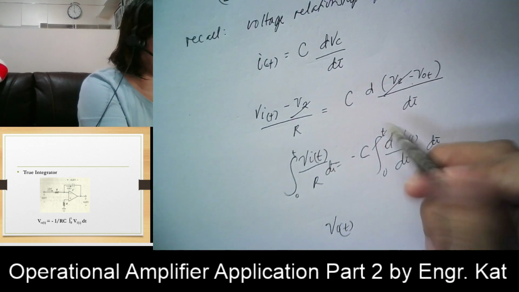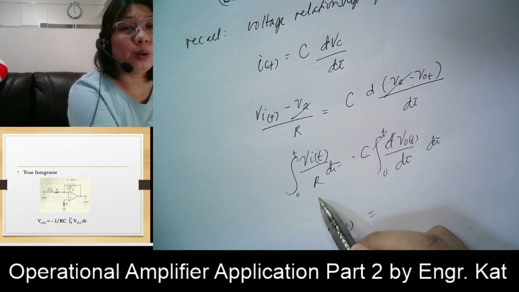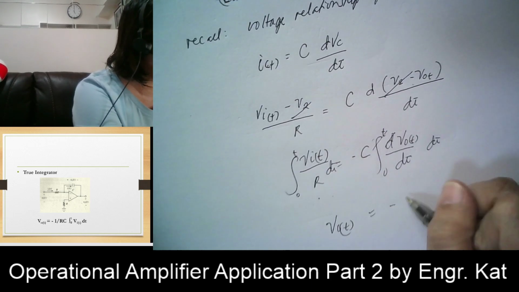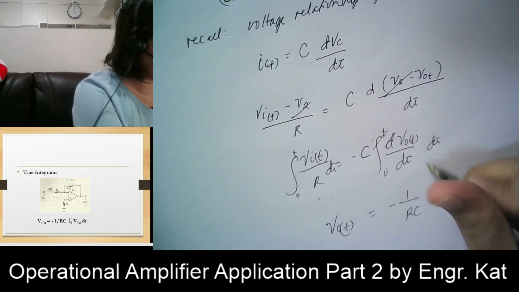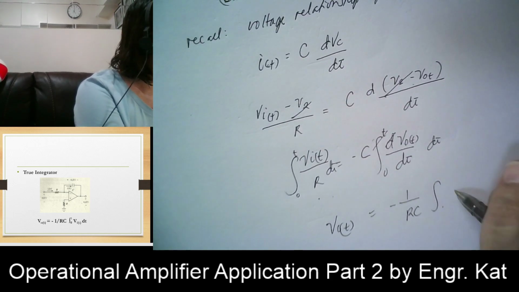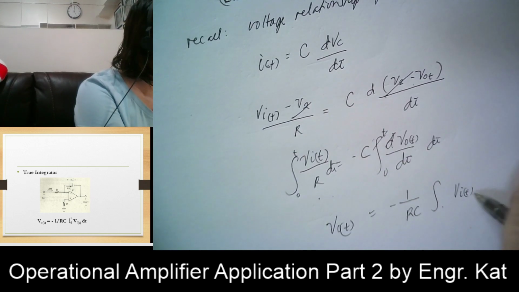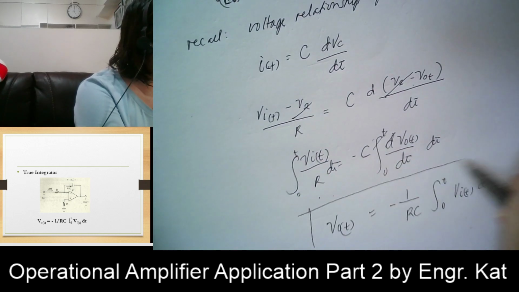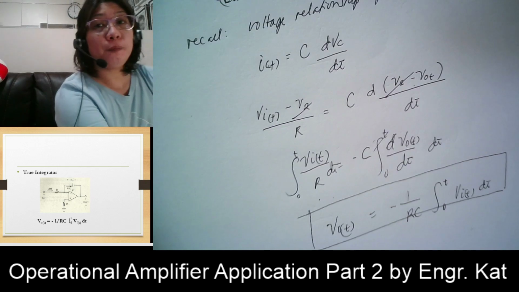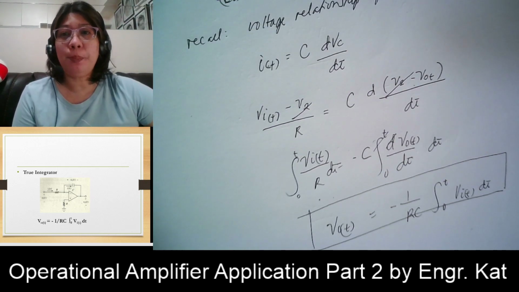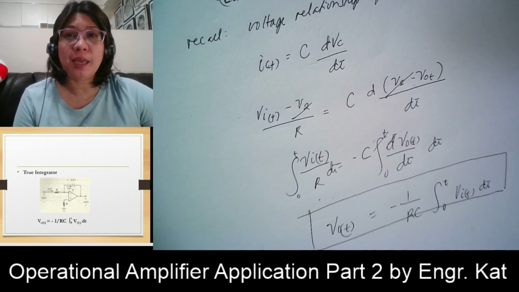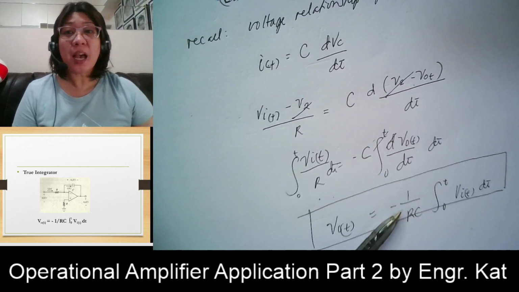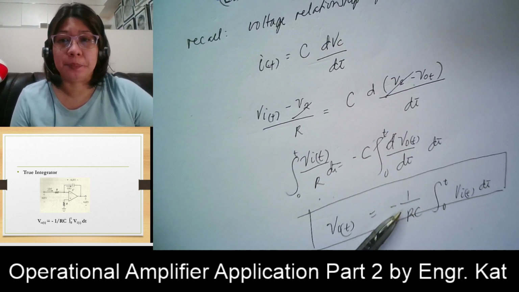So that will give us your output voltage, since R is a constant. Since R is a constant, we bring the capacitance here. So we have minus 1 all over RC, and then the integral of VI, the integral of your input, dt from 0 to t. So this is the output voltage if we have an integrator, if we place a capacitor in our feedback instead of a feedback resistor. So that is how we derived our equation.